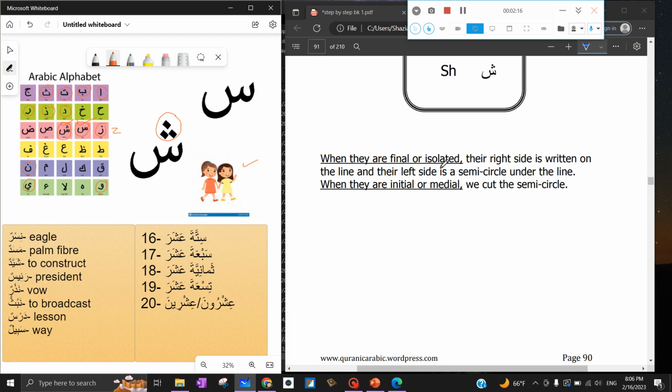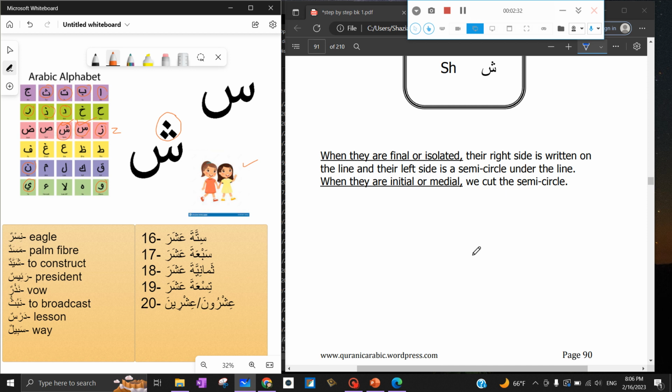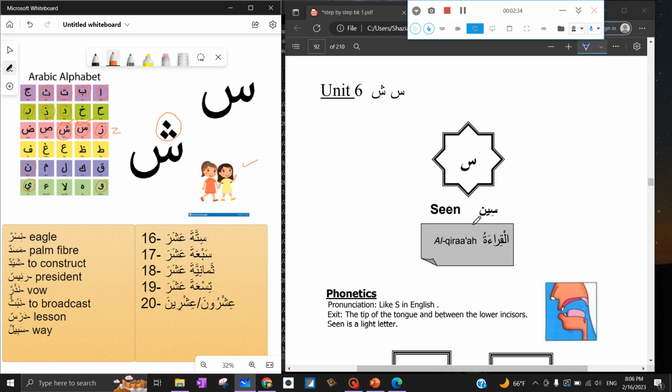So let's see how the letters are written. When they are final or isolated, their right side is written on the line, and their left side is a semicircle under the line. When they are initial or medial, we cut the semicircle. So we will see the writing rules of seen and sheen.